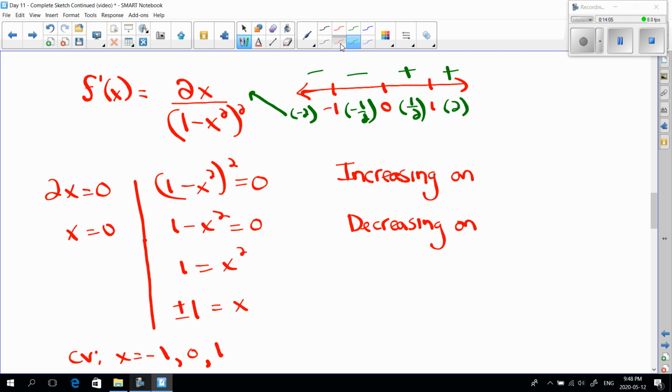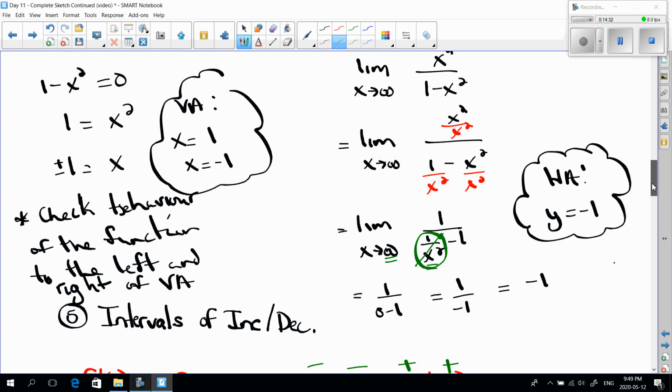So I could say it's increasing on, pick the intervals that have plus signs above them. So we could say 0 to 1 and 1 to infinity. Okay, from 0 to 1 and 1 to infinity. And it's also okay to say from 0 to infinity, but this is kind of nice because there's something happening at 1. And if you can remember, that was actually our vertical asymptote.